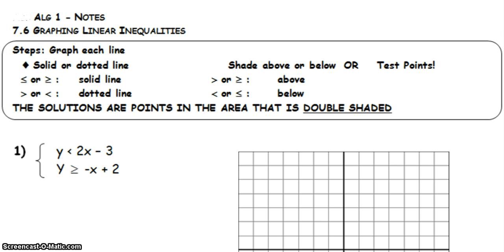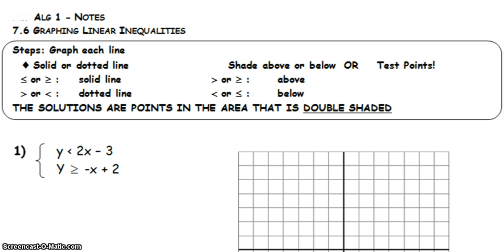When we have a solid line, it's when it's less than or equal to or greater than or equal to. We have a dotted line if it's greater than or less than. And then to shade, if it's y is greater than or y is greater than or equal to, we shade above. If it's y is less than or y is less than or equal to, we shade below. We can also use a test point. It is always possible to use a test point to check to see where you would shade.